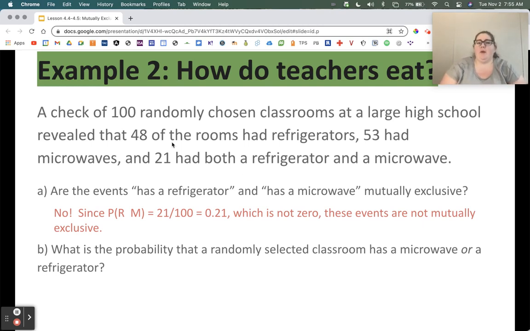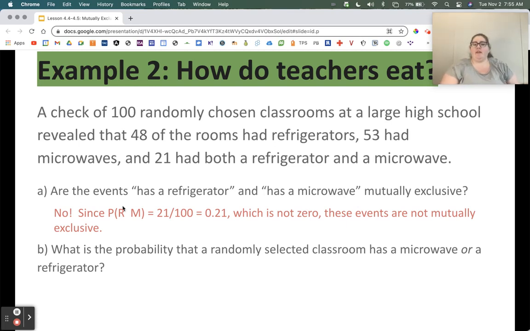Right? So one thing I want to point out, when we say 48 had refrigerators, that means that could be rooms that have refrigerators only, but that could also be rooms that have refrigerators and microwaves. So when we're given a probability for an event, that could include that thing only, but it could also include some possible intersection. So it's the total rooms who had refrigerators at all. And 53 had microwaves at all. It could be just microwaves, it could be both.